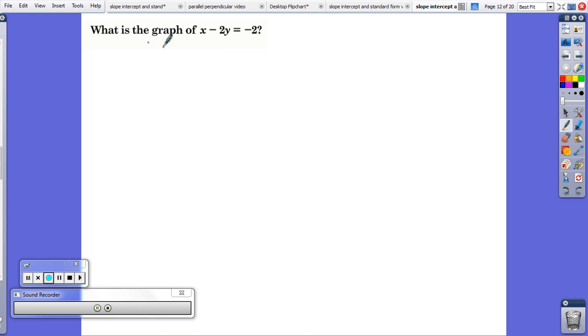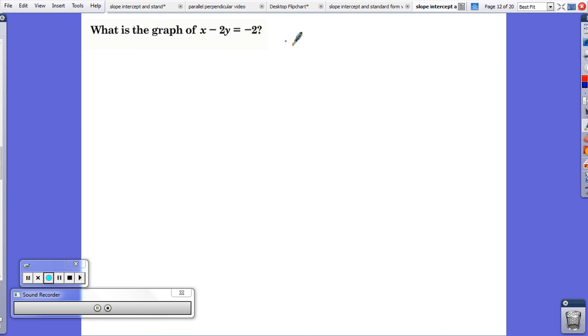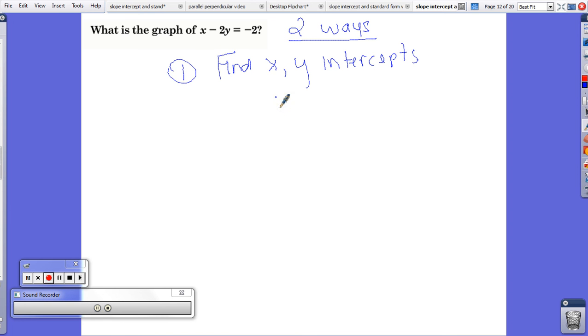All right. What is the graph of x minus 2y equals negative 2? So we're going to graph it, right? Without your calculators. So you can do this 2 ways. It's in standard form. You can do this 2 ways. The first one, you can find x, y intercepts and graph. The first way.